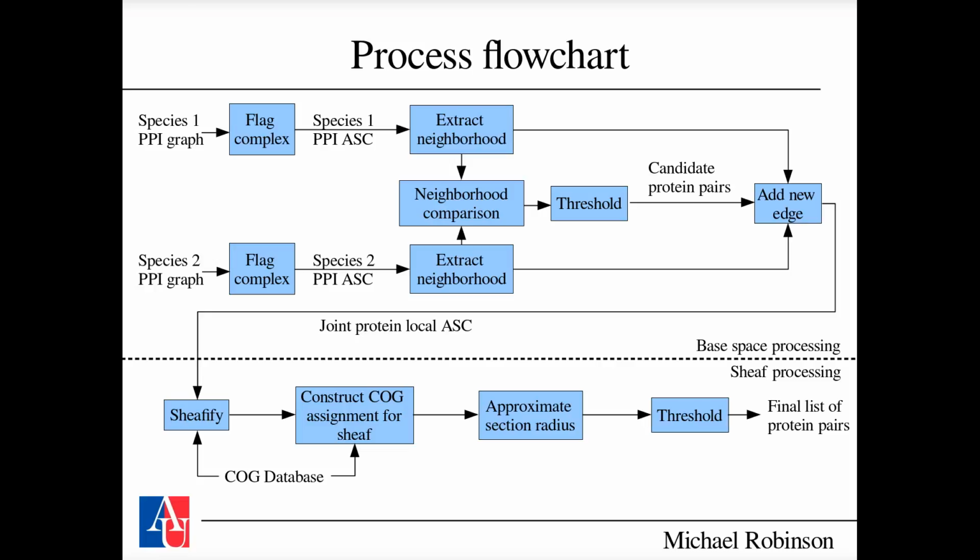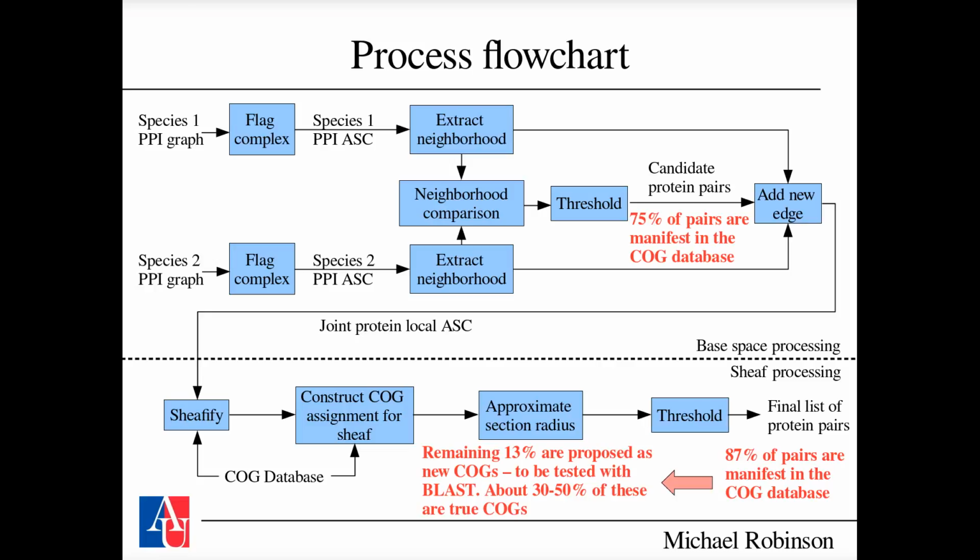And when you look at this process, you can say, all right, how well do things run? Purely looking at the base space, about 75% of the protein pairs that we end up proposing as being related are already manifest in the COG database. That says that most of the time we agree with what's already known, and that's good, because we're cross-validating against the sequencing. But there's about 25% that we're proposing at that stage that may or may not be new, and they're at least novel. After the sheaf processing, about 85% of the data is manifest in the COG database.